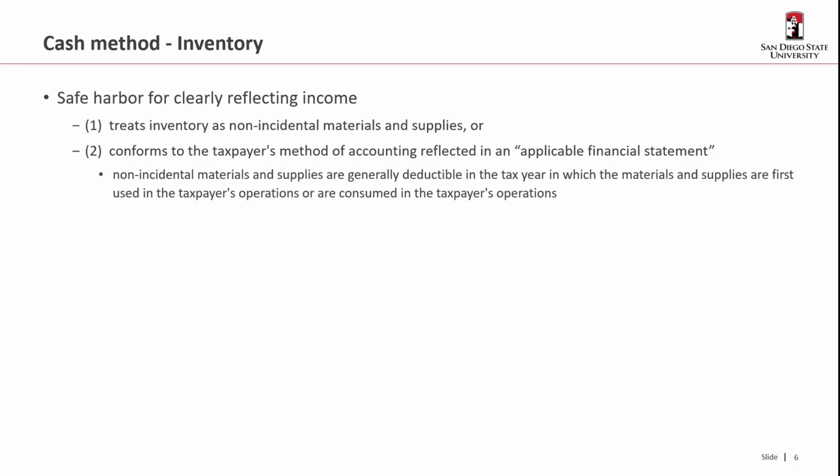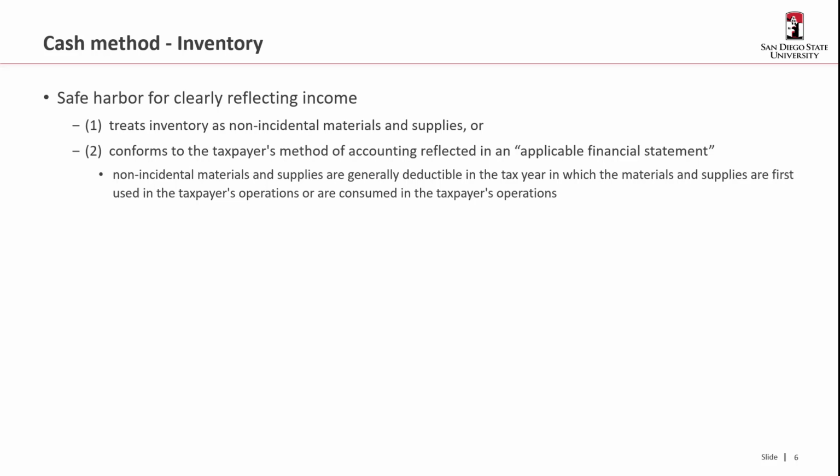So, for example, if you write all those items off for your books and records in your financial statements, then you can presume that that clearly reflects income under the safe harbor. So the accounting for non-incidental materials and supplies is that they're generally deductible in the tax year in which they're first used in operations or, in fact, are consumed in operations.